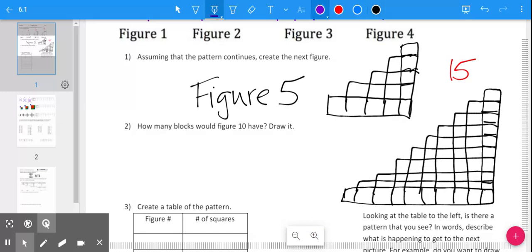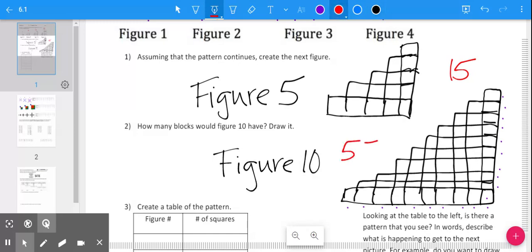So I'm going to count it just to make sure. So we have 1, 2, 3, 4, 5, 6, 7, 8, 9, 10, and 1, 2, 3, 4, 5, 6, 7, 8, 9, 10. So this is figure 10. And you could sit here and count all this out, or I can just give it to you that this is 55 blocks.